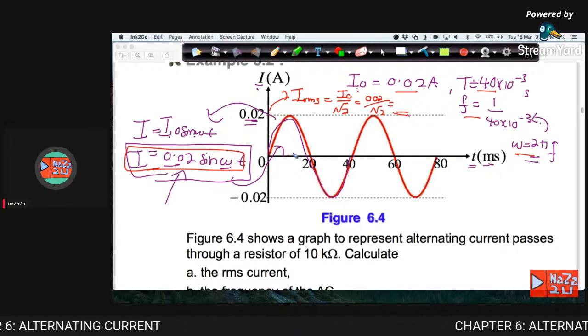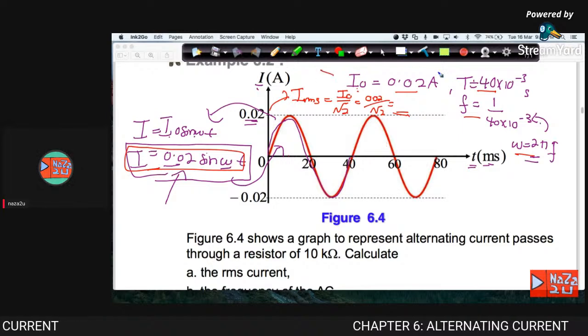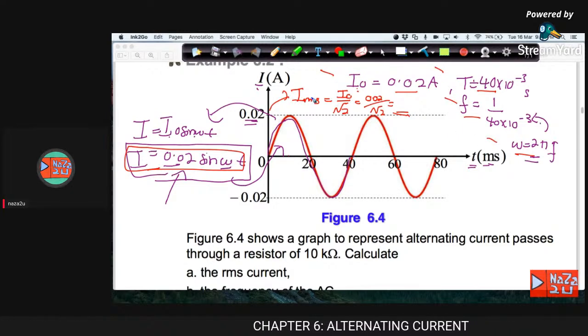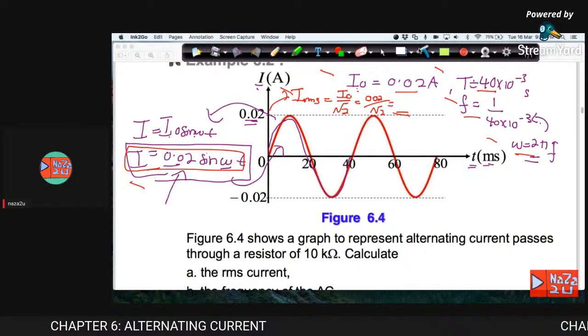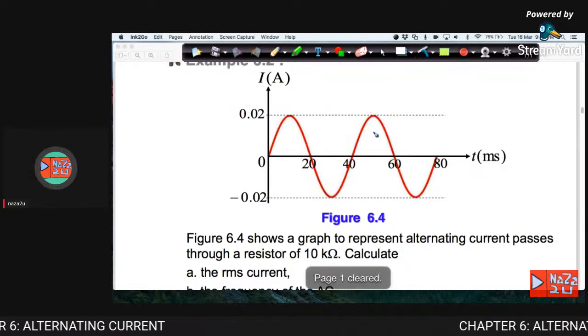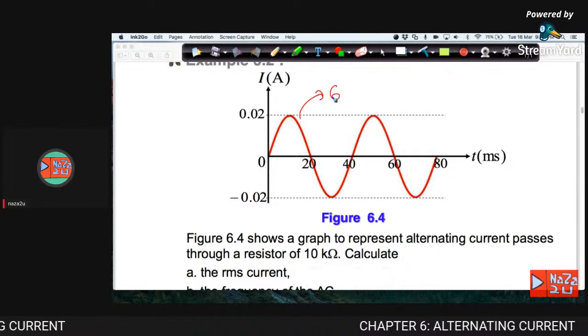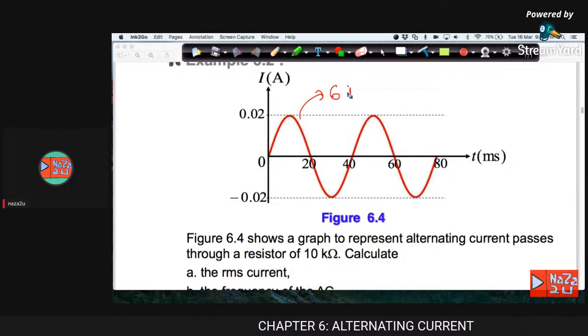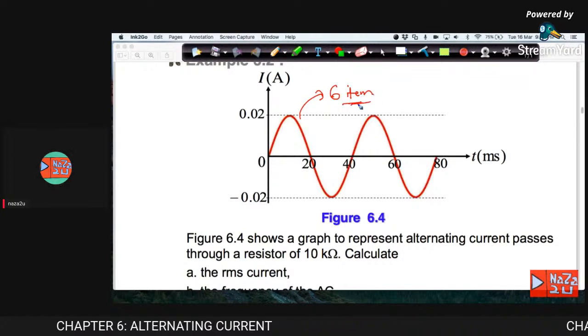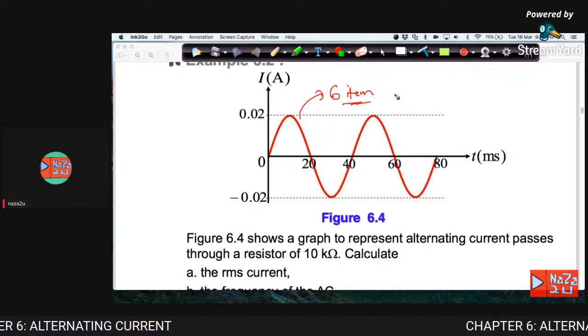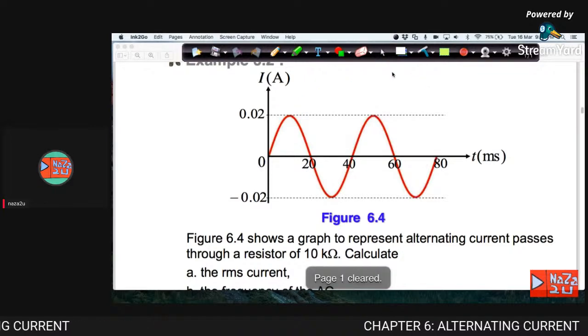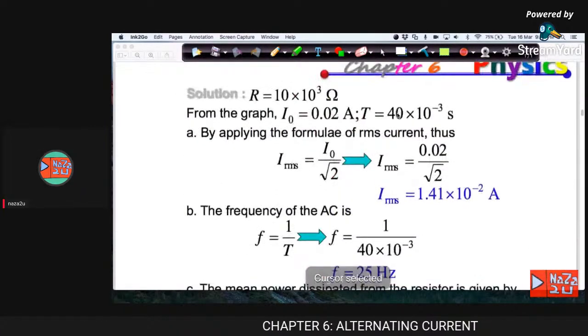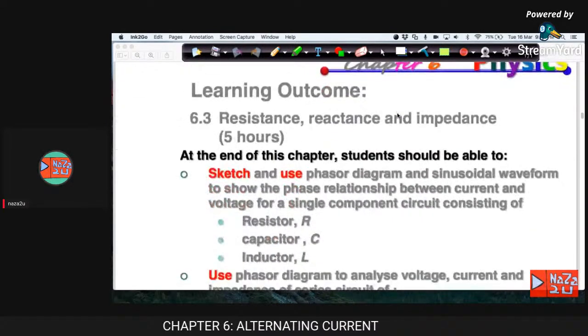Jadi berapa maklumat kita ada kalau dalam bagi graf ini? 1, 2, 3, 4, 5, ada 6. Maksudnya kat sini dengan hanya dia bagi satu graf macam ni, terdapat ada 6 item yang dia boleh tanya dalam graf ini. Okay. So, nanti boleh tengok dia punya contoh.